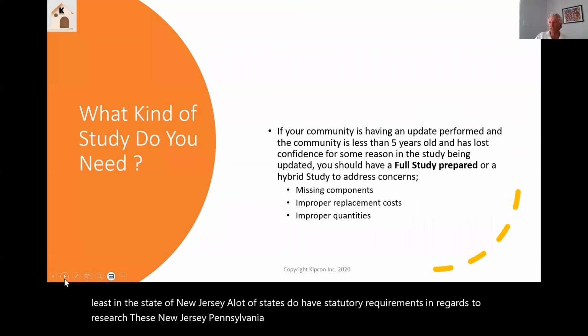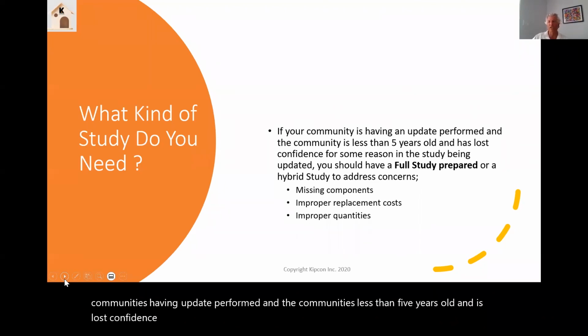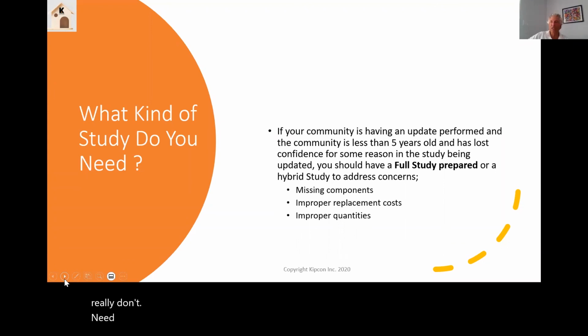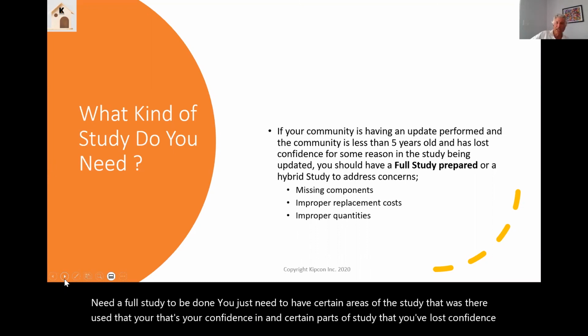What kind of study do you need? If your community is having an update performed and the community is less than 5 years old and has lost confidence, sometimes associations say we want a full study because we've lost confidence in the old study. We do not want an update. I would say 9 out of 10 times, you really don't need a full study to be done. You just need to have certain areas of the study that you have confidence in used, and certain parts of the study that you've lost confidence in redone, or just check the original study.